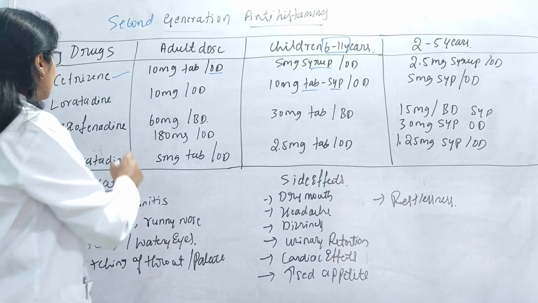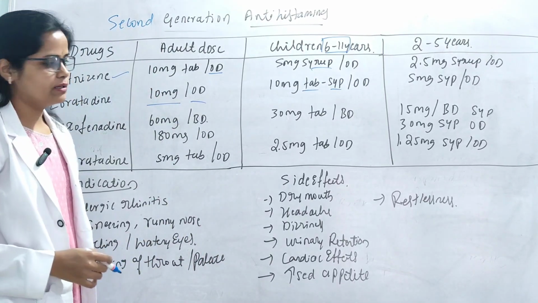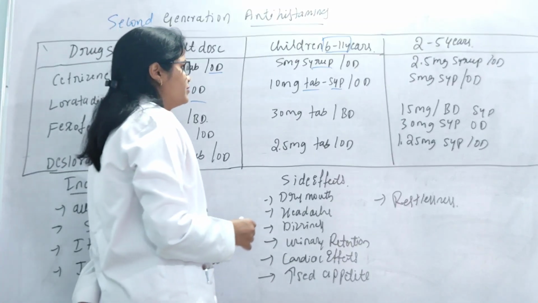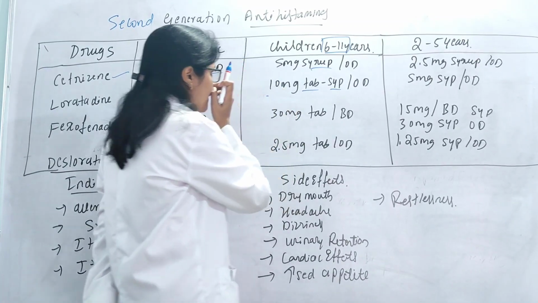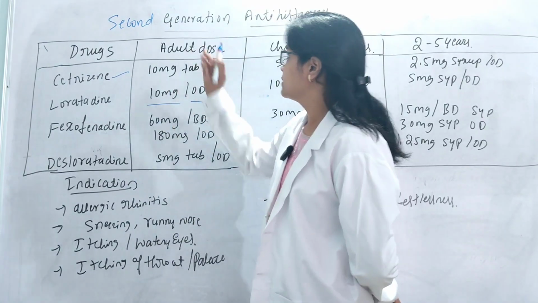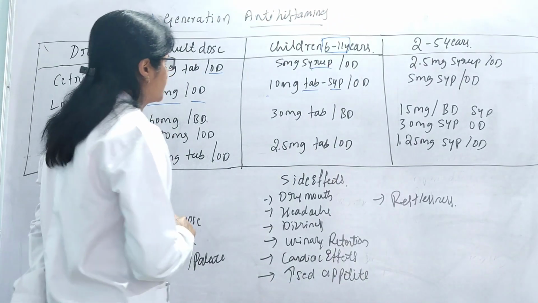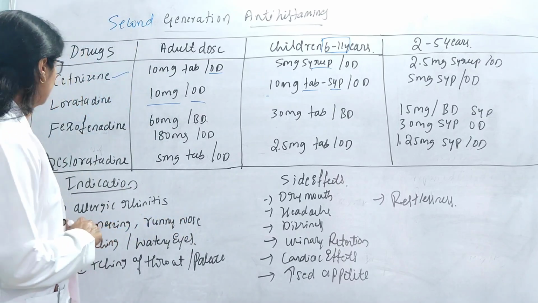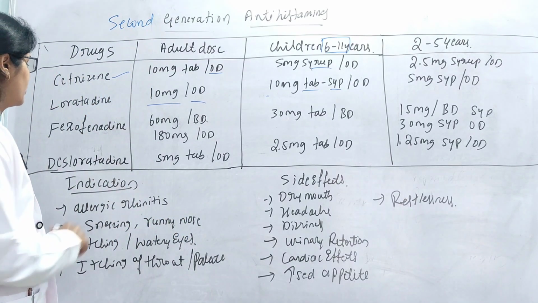And next is loratadine. Loratadine is administered 10 mg once in a day for the adults, and for the children 6 to 11 years it is 10 mg. Next we'll see about the second generation antihistamines. The examples for the second generation antihistamines are cetirizine, loratadine, fexofenadine and desloratadine.